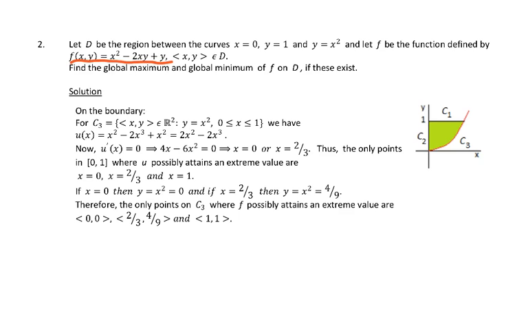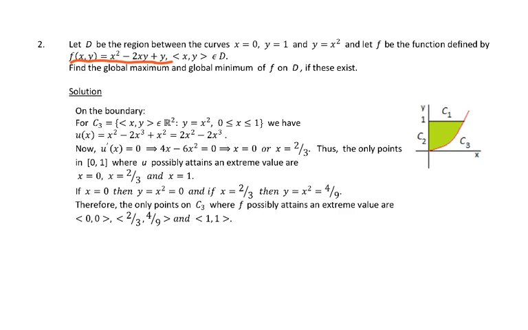As before, we use the first derivative of u to find the critical points, and we established that in the interval [0, 1], the only possible points where u can attain an extreme value are at x equals 0, 2/3, or 1. We note that the corresponding y values are, for x equals 0, y should be 0. For x equals 2/3, y must be 4/9. Therefore, the only points on C3 where f possibly attains an extreme value are the points (0, 0), (2/3, 4/9), and (1, 1).